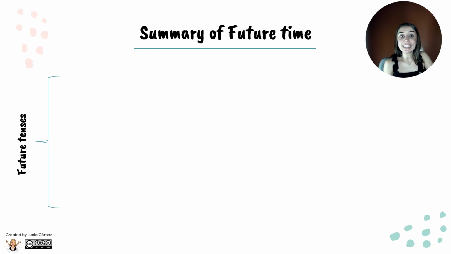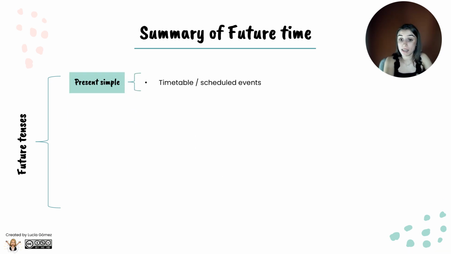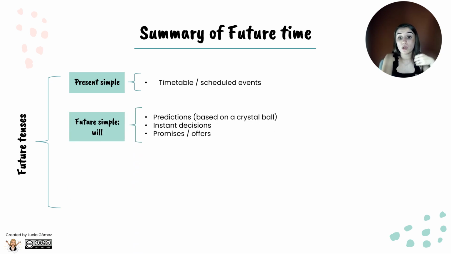So, in the same way I summarized the different ways in which we can express future time, let me somehow refresh it. First of all, we talked about present simple and how it is used to talk about timetable or scheduled events when we talk about present simple with future value. With future simple or will, we use it on three different occasions: to talk about predictions based on a crystal ball, something that is not quite sure; we also use it to talk about instant decisions, remember, something that you do not plan beforehand; and also to talk about promises and offers.